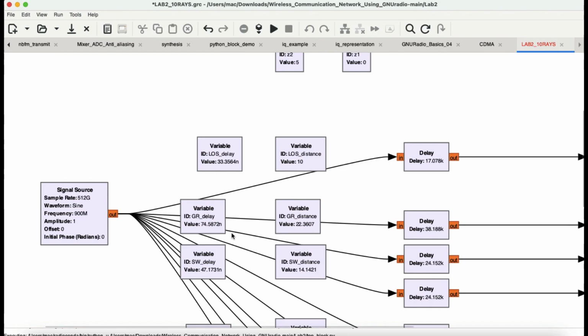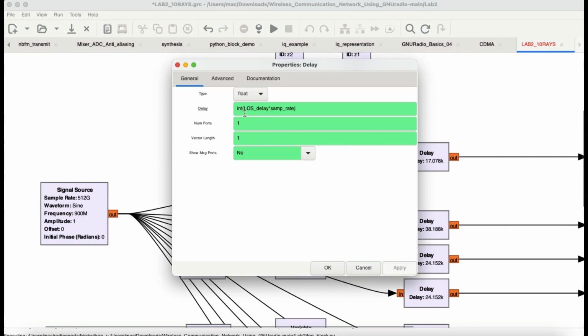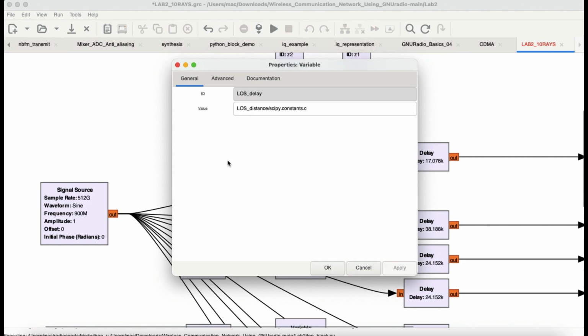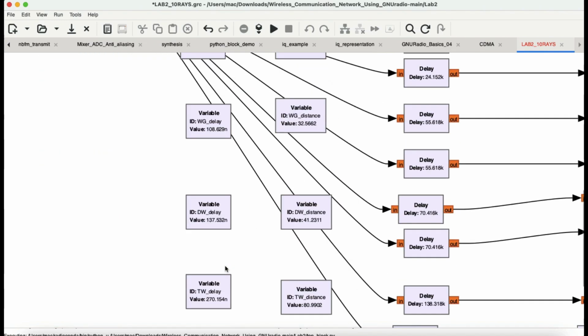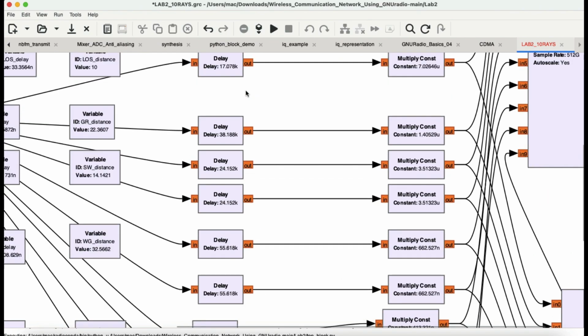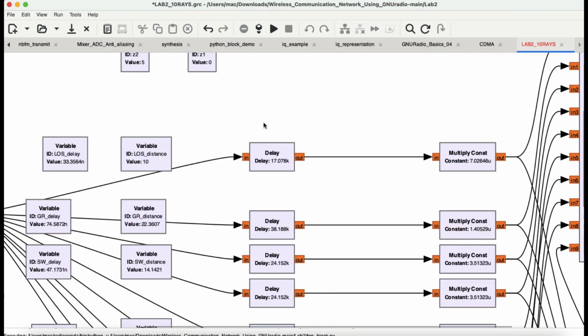Just like the same simulation that we have done, we have a signal source, then the delay block. The delay block takes an integer value of the line of sight delay times the sample rate. Line of sight delay is basically the line of sight distance divided by the constant C, based on the two-way model equation. Same thing for the ground reflected delay. Then you have a single wall delay, a wall ground delay, a double wall delay, and a triple wall delay. These are incorporated into these delay blocks.